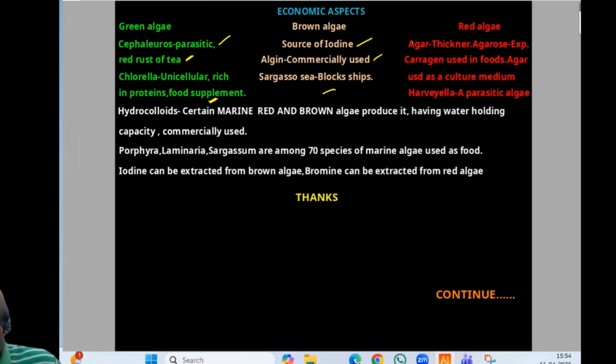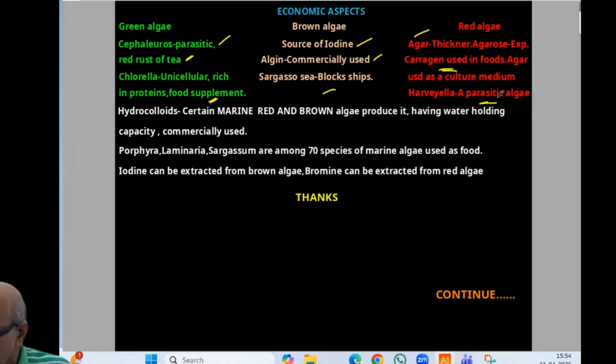Red algae, one is agar. Agar is a thickener, and agarose gel. Agarose is a chemical used in experiments. Then carrageenan, a previous question, used in food, obtained from red algae. Agar is used as a culture medium. Rhodophyceae has a parasitic red alga too. So many uses are there.